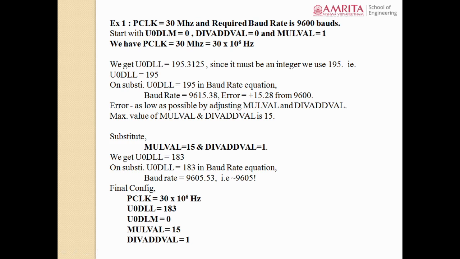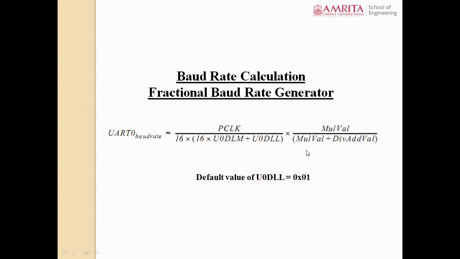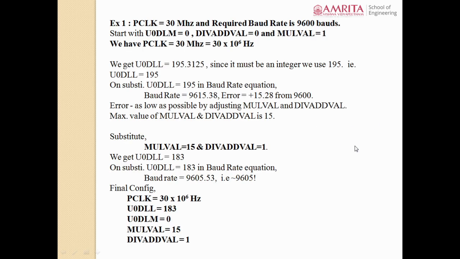So your actual baud rate that you wanted to set was 9600, but since you are substituting U0 DLL with 195, you are getting an error of 15.38. Our aim is to reduce this error to the maximum possible extent. So how will you reduce this error? For reducing the error, you are using this part of the equation.